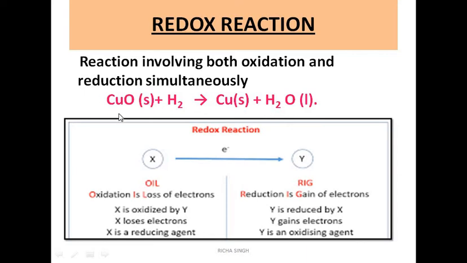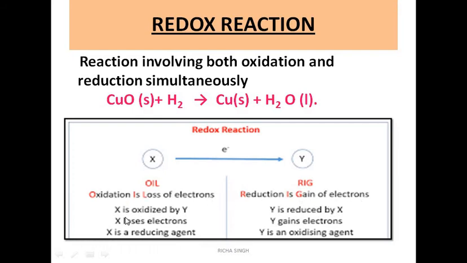Here copper oxide is acting as an oxidizing agent because it is causing oxidation of H2 to H2O, and H2 is a reducing agent because it is causing the reduction of CuO to Cu. You can also learn this as OIL RIG. OIL RIG means oxidation is loss of electrons and reduction is gain of electrons.